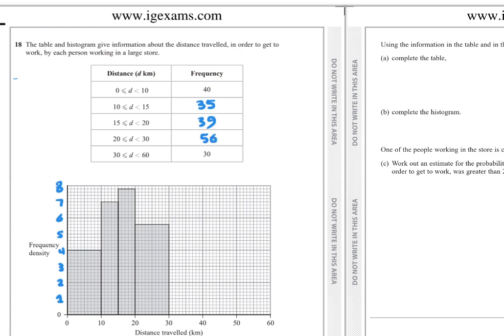And the last group we need to draw to complete the histogram. From 30 to 60, the frequency is 30, so to find the frequency density, find the class width from 30 to 60, which is 30. Now divide the frequency by the class width, so 30 divided by 30 equals 1. So the height for this group is 1. So from 30 to 60, the height is 1. So this is the last group.